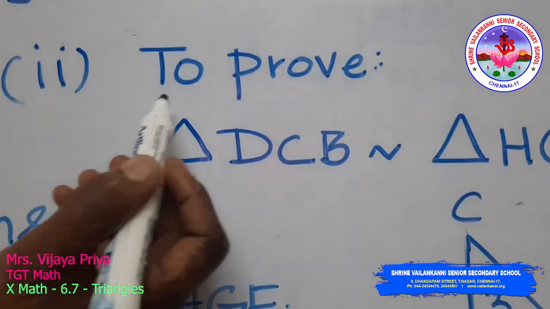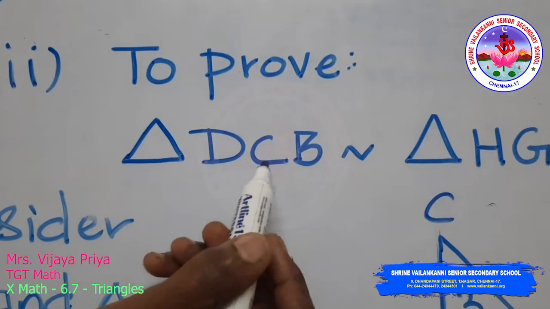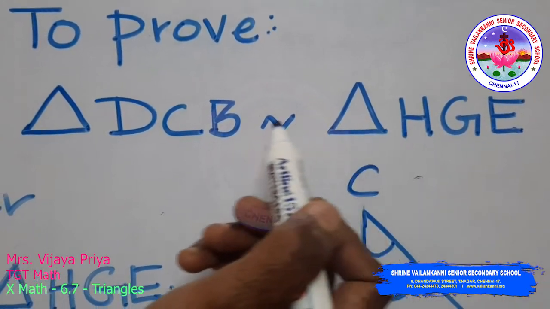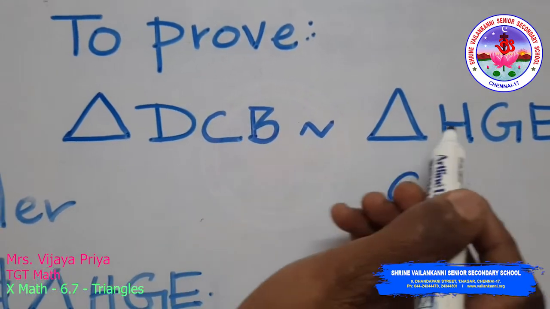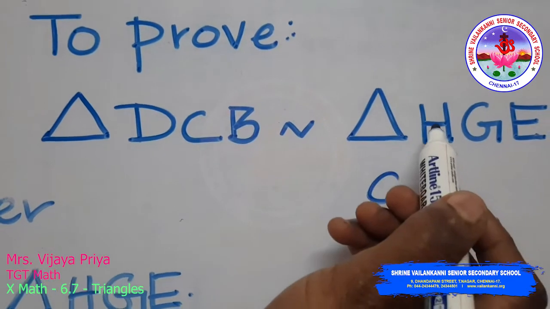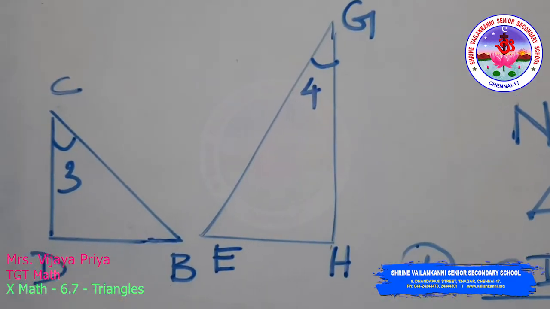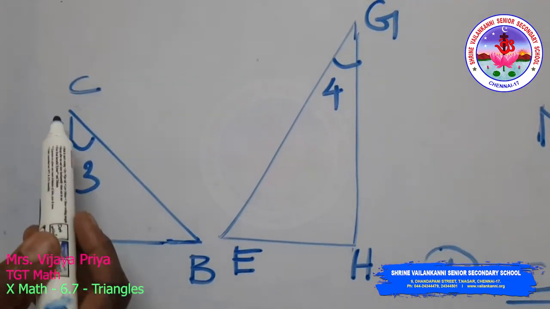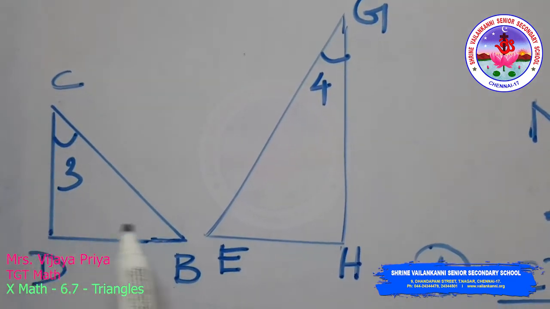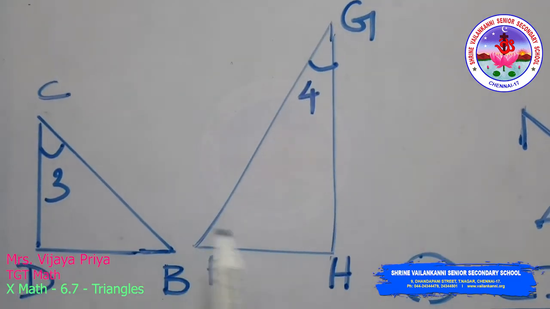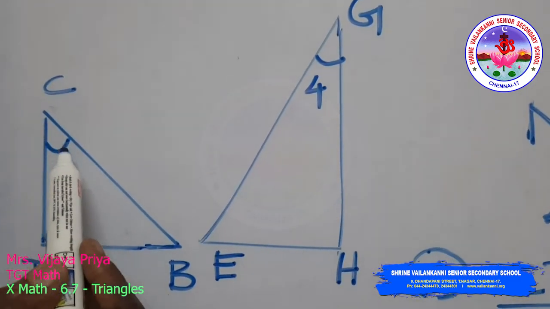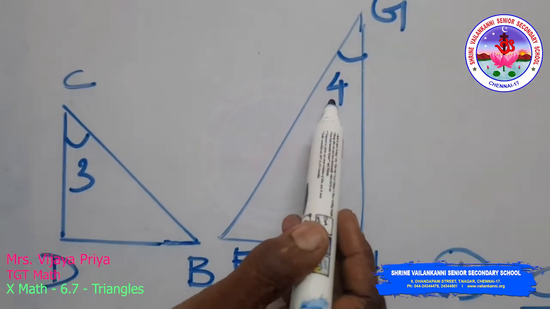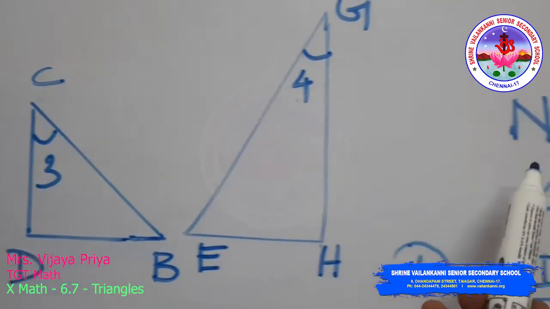Second subdivision, to prove triangle DCB is similar to triangle HGE, I am going to draw the triangles separately from the whole triangle. Now I have drawn the triangles separately. I want to prove that triangle DCB is similar to triangle HGE, and I am going to mark this half of C as angle 3, half of G as angle 4 here. Now coming to the solution.